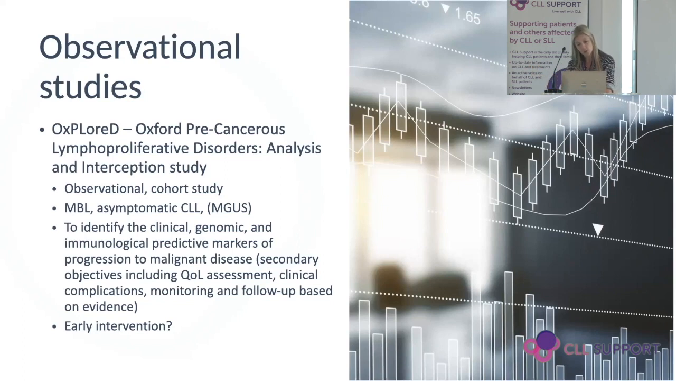And the offshoot, or the next step that is being planned from this, is a further trial called OxCure, with the aim of looking, if we've identified this group of patients that are likely to require treatment in the near future and have CLL that behaves in a certain way, does early intervention lead to improved outcomes? I think that was a question earlier this morning about early intervention in the era of targeted therapies, and that is certainly something that's being looked at here.